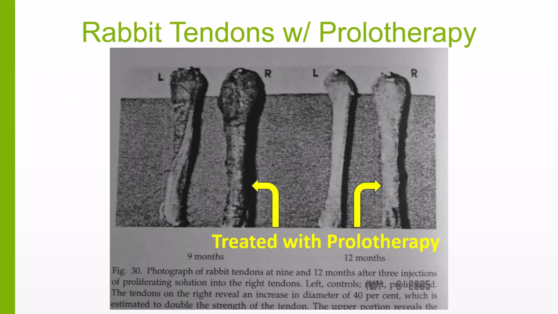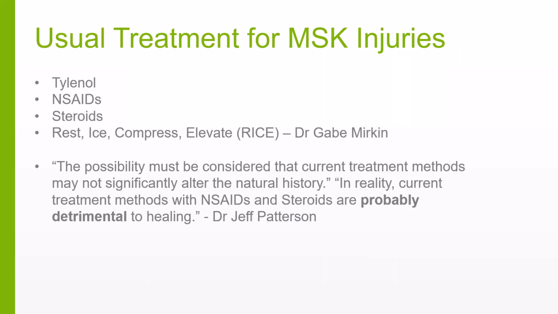So here we're looking at some rabbit tendons that were injected with prolotherapy, and this was a study that was done. These tendons on the left, this one and this one, are the controls. The tendons on the right show after being treated with prolotherapy. You can see that these tendons are thicker, 40% thicker to be precise, and they extrapolate that they would be 50% stronger, so that we know prolotherapy enhances the strength and the diameter of those tendons.